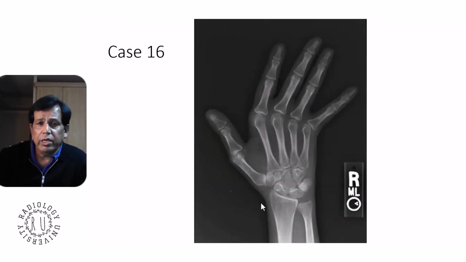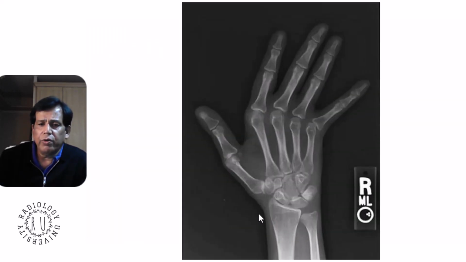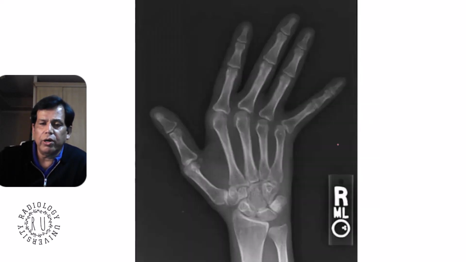Case 16. Looking at this case, you see a lot of bone is osteopenic, agree? Bones are osteopenic, but the main thing you can see is they're all deformed, with deviation of the fingers, all deviating to the ulnar side. If you see the deviation to the ulnar side and osteopenia, I can see soft tissue thinning of the hand, ulnar deviation.